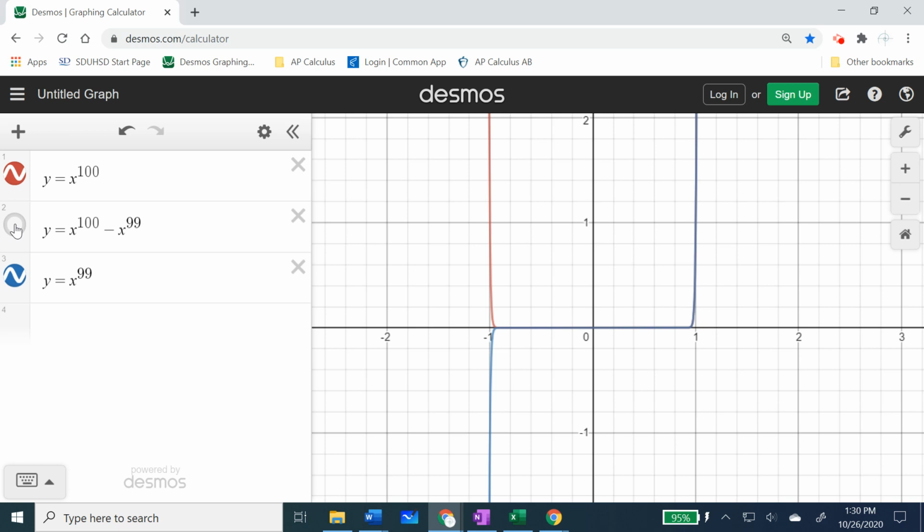The higher that exponent, the crazier it's going to grow. So I'm hoping that that's making some sense and creates a really fun looking graph, doesn't it?